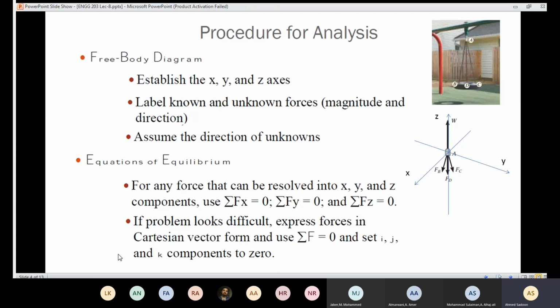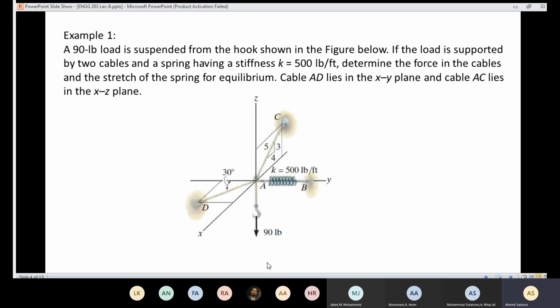We are going to solve two problems today, example 1 and example 2. In example 1, we are going to resolve the forces into x, y directions because it's easy. In example 2, we are going to express the forces in their Cartesian form, and then set the i, j, k components to 0. So let's get started with example 1.